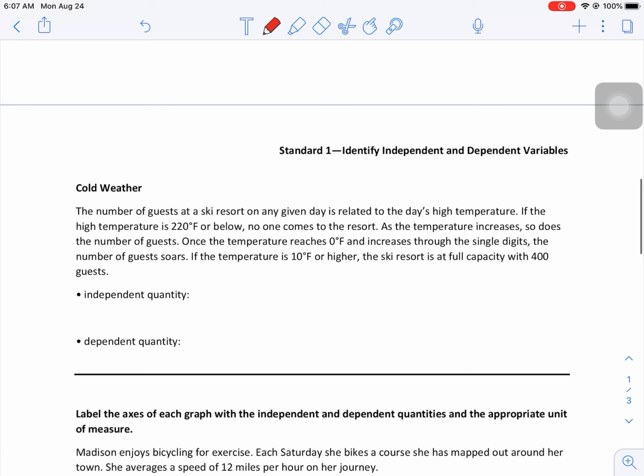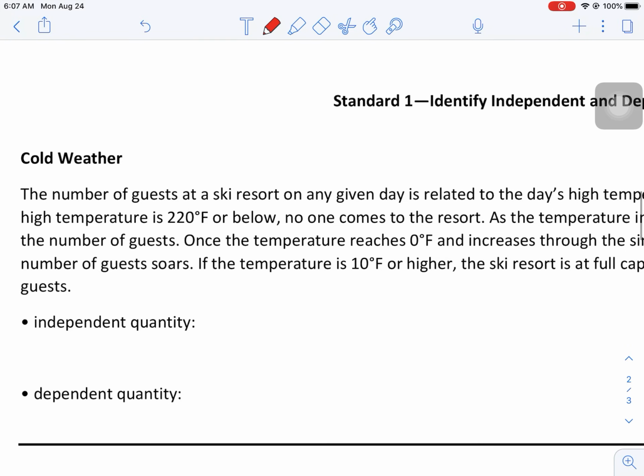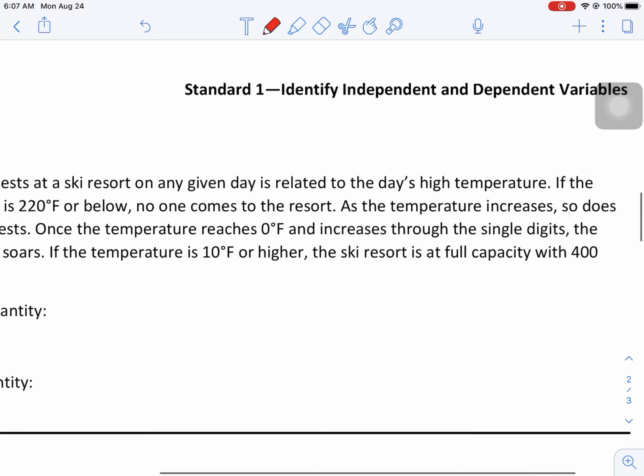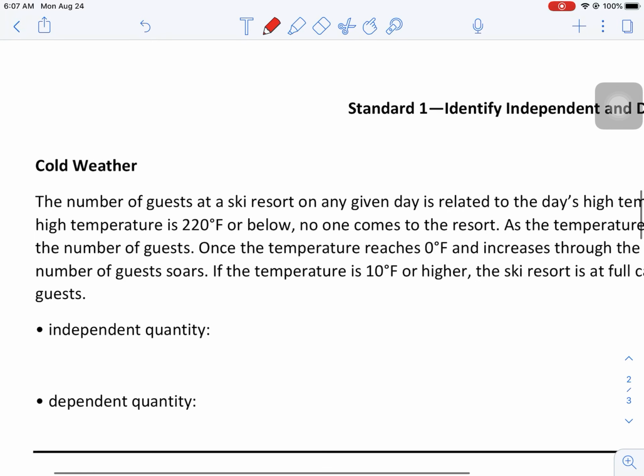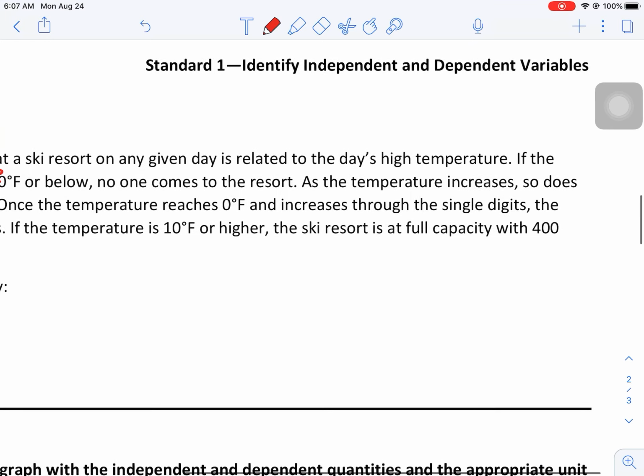Now there's a little typo on this next one, and I'll show it to you. You can change it. Let's make it a little bigger so we can see. The number of guests at a ski resort on any given day is related to the day's high temperature. If the high temperature is, and this should be negative 20 degrees or below, no one comes to the resort.